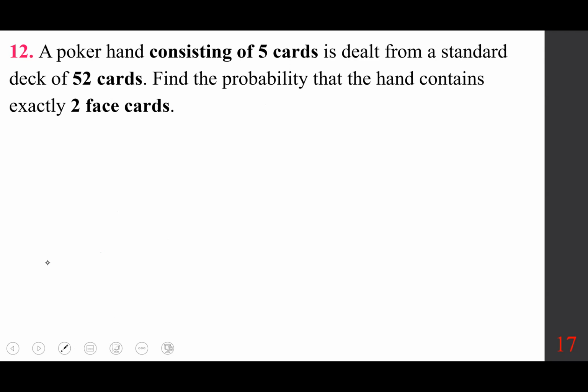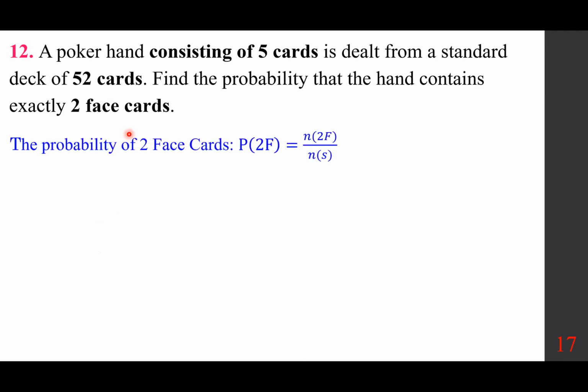A poker hand consisting of 5 cards is dealt from a standard deck of 52 cards. Find the probability that the hand contains exactly 2 face cards. All right, so we want the probability of 2 face cards. We want the N of 2 faces over the N of S.